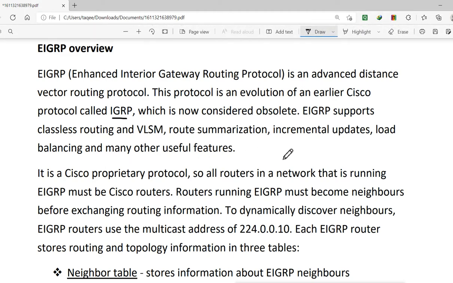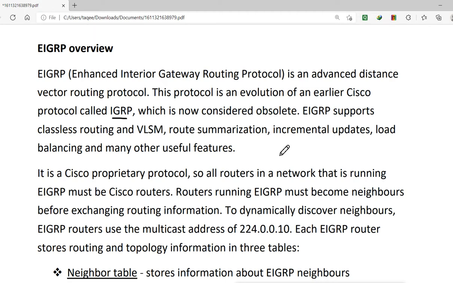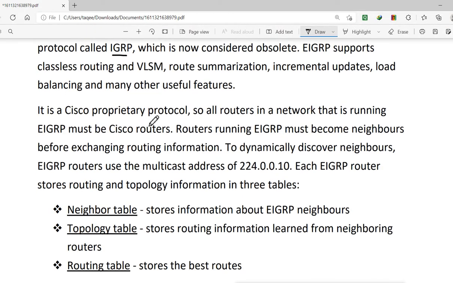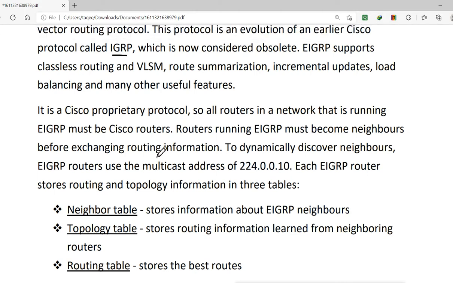It does load balancing with equal paths, and also it can do load balancing with unequal paths. Then it is a Cisco proprietary protocol, so all routers in the network that are running EIGRP must be Cisco routers. That is the only drawback it has, that it can only be configured on Cisco routers. We cannot configure it on the routers of other companies. So if all the routers in the network are Cisco routers, then you can easily configure EIGRP.